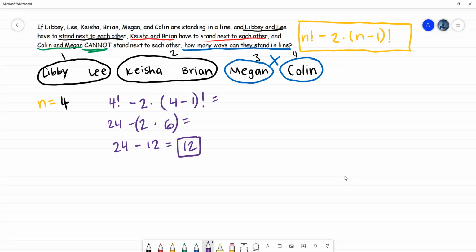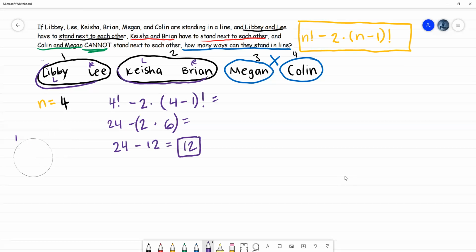But that's not the only thing we have to do, because since we've grouped Libby and Lee and Kesha and Brian, we assume that Libby will always be in the left position and Lee will always be in the right. Same goes for Kesha and Brian. But Lee could stand right here and Libby can stand right here, but they'd still be standing next to each other.